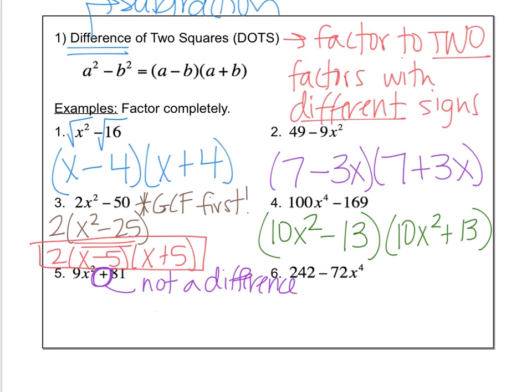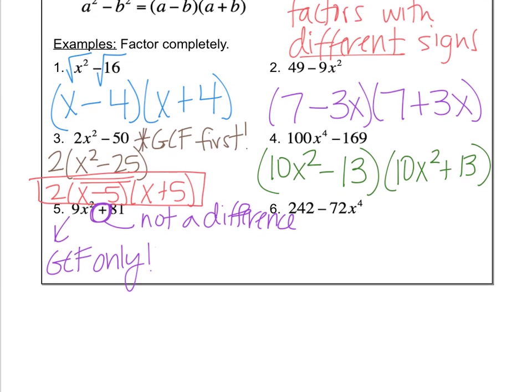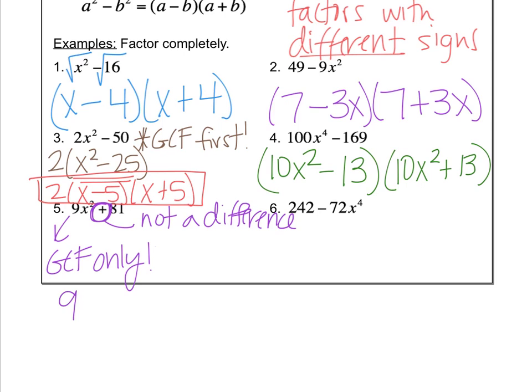There is one thing I can do. I can take out the greatest common factor. That's all I'm going to be able to do. What's the greatest common factor? 9. Take out the 9, I'd be left with x squared plus 9. That still looks like you can factor it, but you can't because it's a plus sign. Only a minus sign factors. Plus signs won't factor. Has to be a difference of two squares.